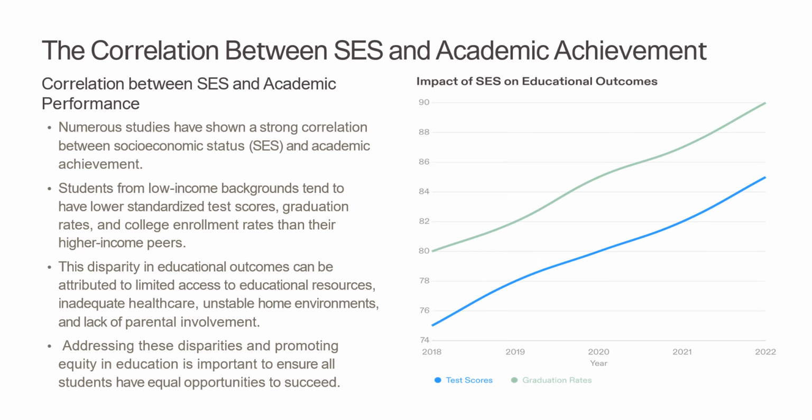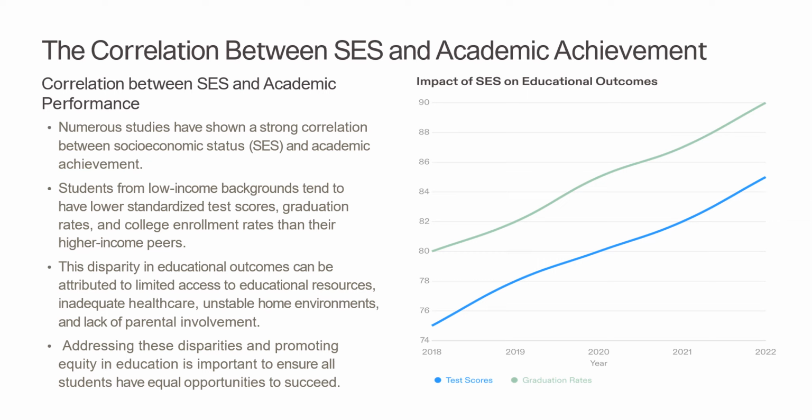Limited access to educational resources. Individuals from low income households often attend schools with fewer resources, such as outdated textbooks, limited extracurricular activities, and inadequate facilities. This lack of resources can impede their academic progress and hinder their ability to compete.